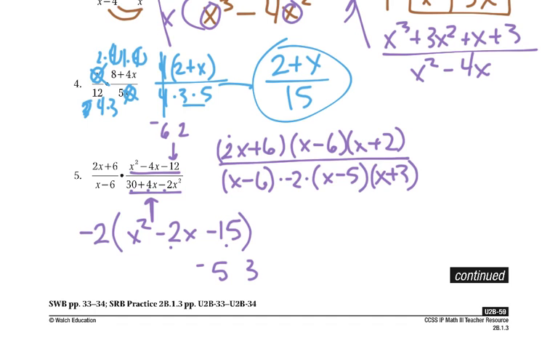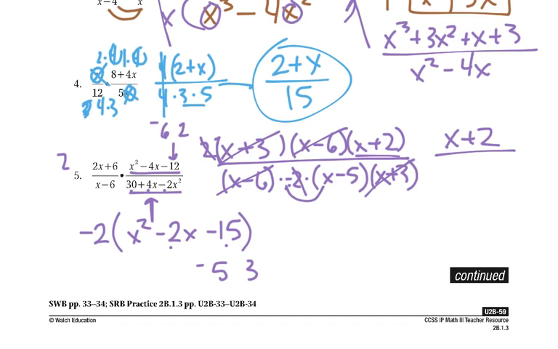Now we could also pull a 2 out of those ones, right? So that would be 2 times x plus 3. So now you can see there's a bunch we can eliminate. We can eliminate the 2, the negative still stands. We can eliminate the x minus 6, and we can eliminate the x plus 3. So we're left with x plus 2 over, and if we distribute that negative, negative x plus 5. And that's the simplified version.